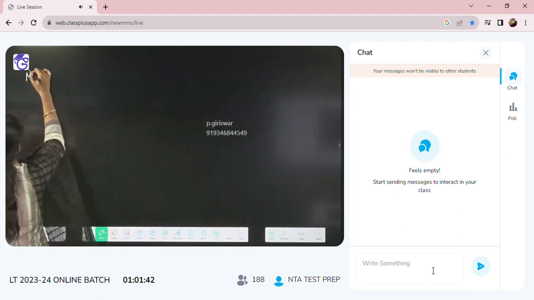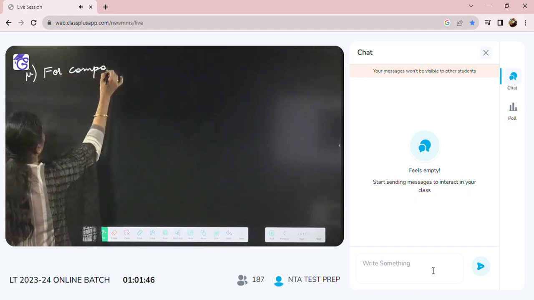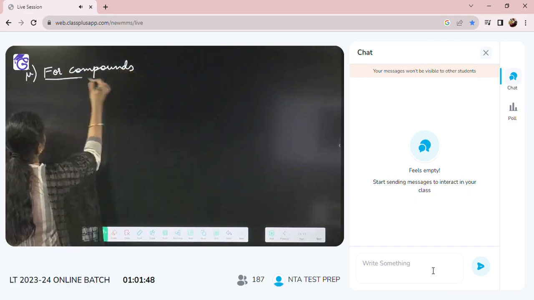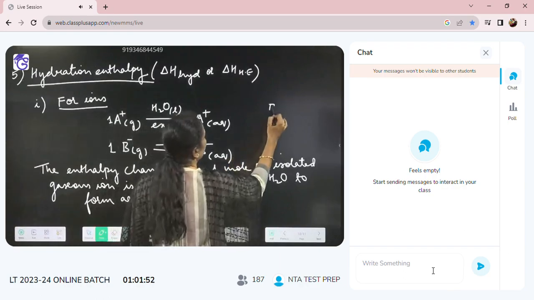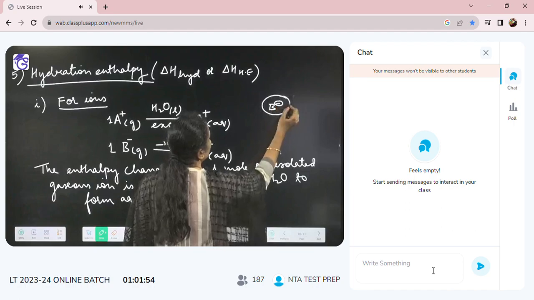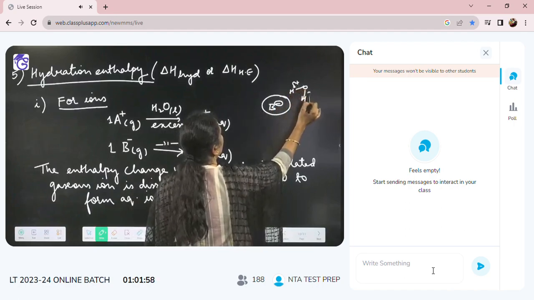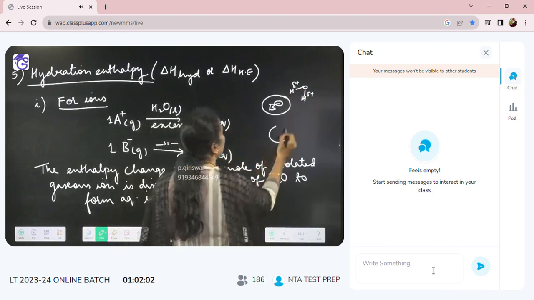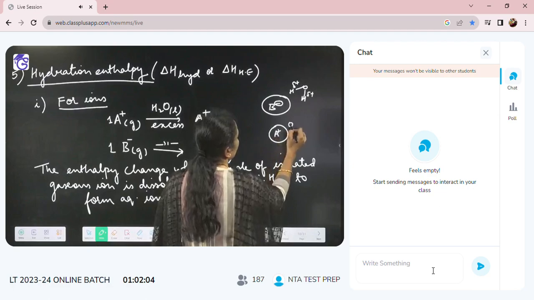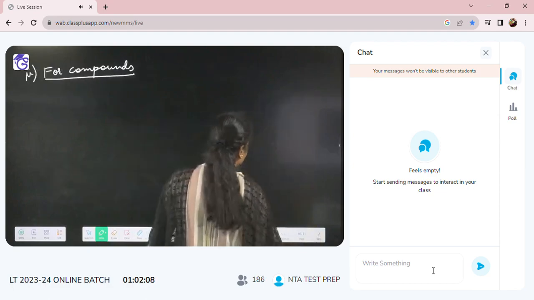Now for compounds, how do we define it? Hydration enthalpy only we are defining. And for ions, you must understand what is happening actually. You are having suppose B minus here. So B minus means water is surrounding it. That's what is hydration here. Delta plus part. Similarly, around A plus also, you will be having water surrounding this. A plus, you will be having like this, delta minus. Right? So that's what is actually happening.